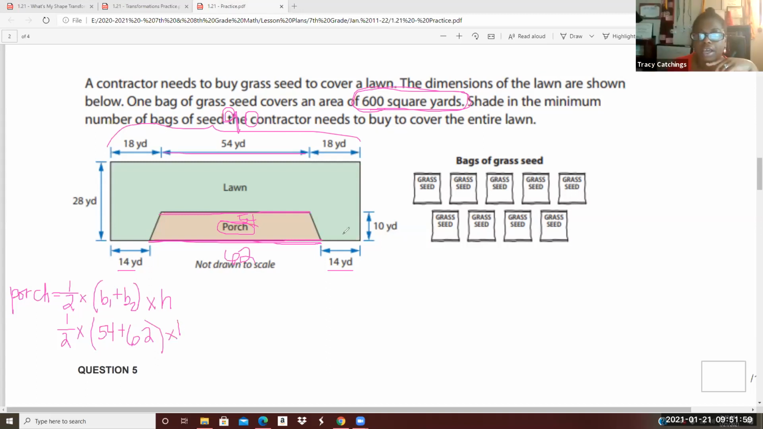All right. What would be the height of this trapezoid? 10. Good job. That's why I say if you need to, draw on your paper so that you can actually manipulate it, draw it and cut it. I strongly advise you to do so. All right, somebody add 54 plus 62. 116. All right, and then multiply that by 10.